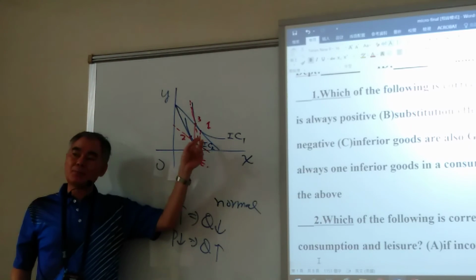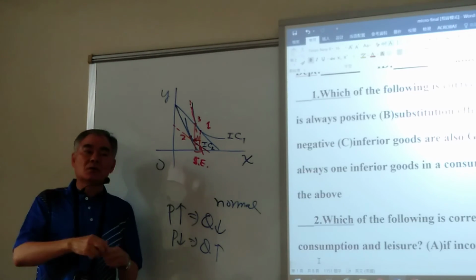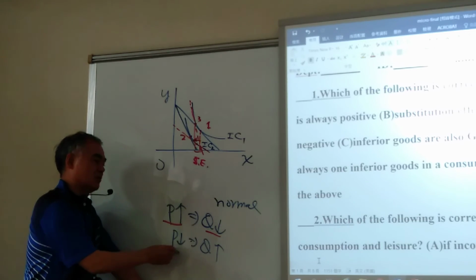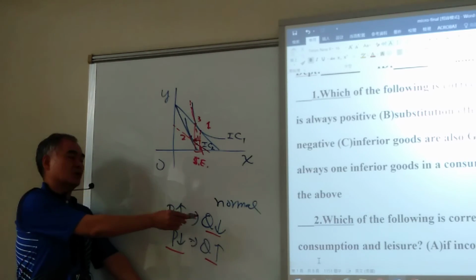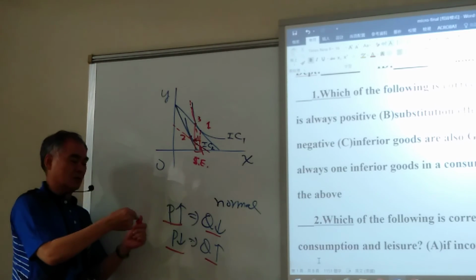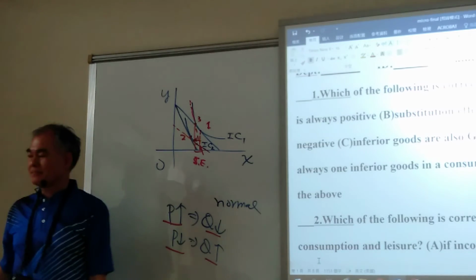So price goes up, you buy less. Price goes down, you buy more. The direction is different, right? Up, down, down, up, right? So because of that, we say the substitution effect is negative.